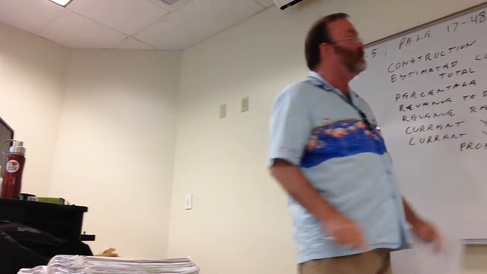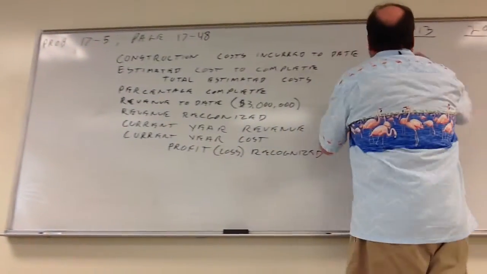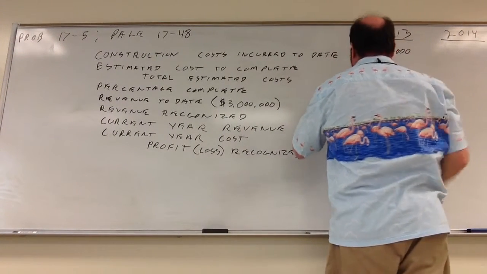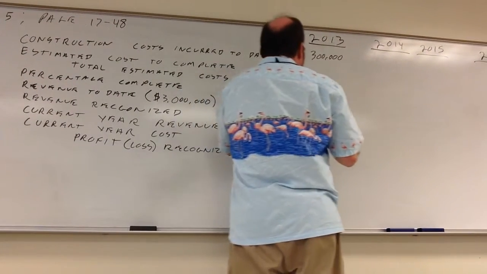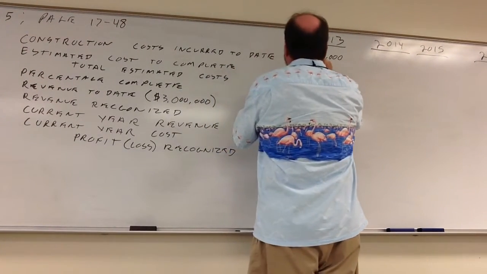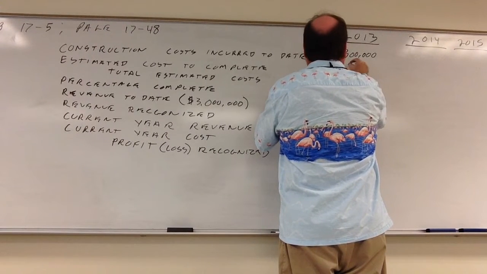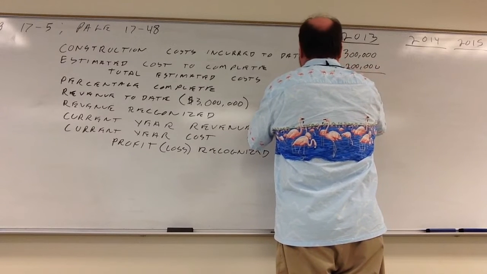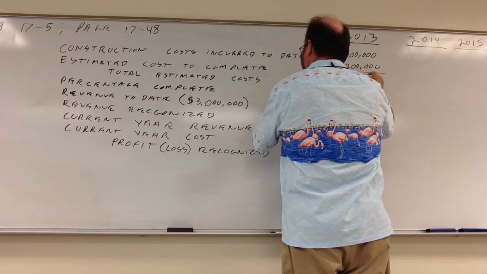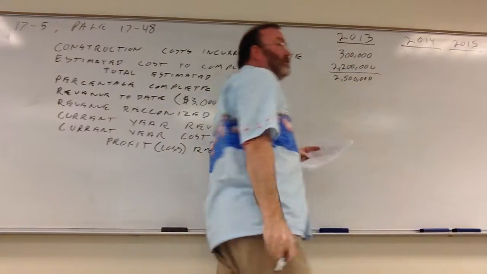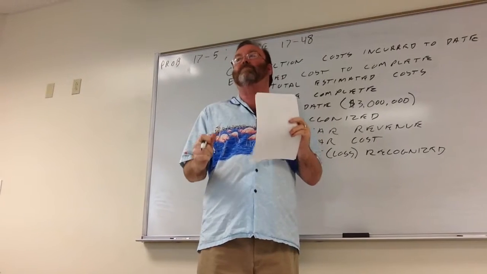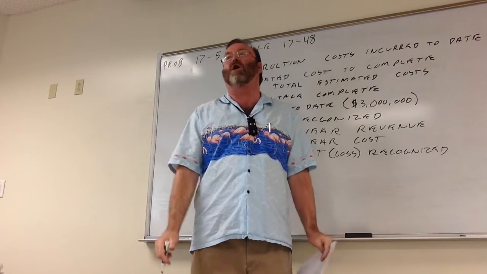number 6. All right. So we start the whole project by incurring $300,000 in cost. At the end of the first of the 4 years, we expect the contract to take another $2.2 million to finish. That's $2.5 million. So when we start this entire 4-year project, we're expecting to make $500,000 on the project.